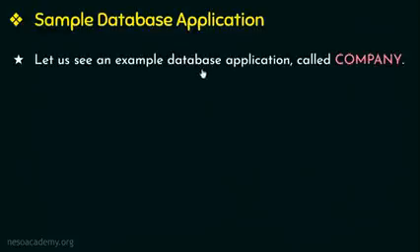Now let's look into a sample database application. Let us see an example database application called company. Here we have considered a company database, and a company database keeps track of the company's employees, departments, projects, and dependents. The first step that we learned in the database design process is requirements collection and analysis. So the requirements gathered are as follows.